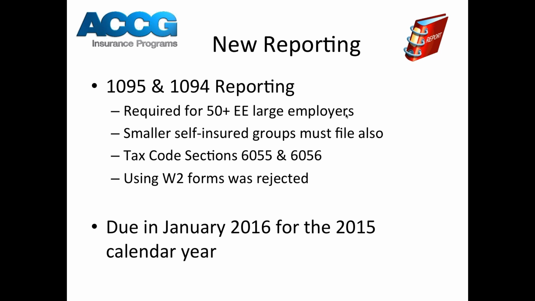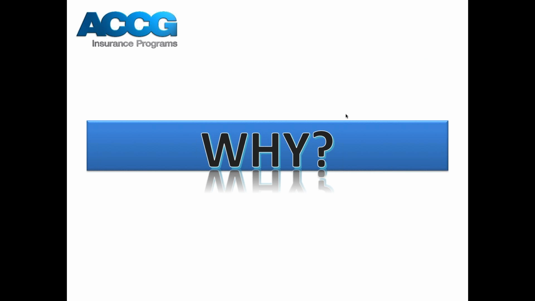If you like to read the tax code, these forms address tax code sections 6055 and 6056, which have to do with your requirement to offer good enough coverage and your requirement to make it affordable coverage. A lot of people wanted to put this information on the Form W-2. The IRS rejected that because the W-2 is half a page and these forms are about 3 pages, and they couldn't figure out how to fit 3 pages onto that other half page. The 1095 is due in January 2016 for calendar year 2015. It does not matter when your plan renews. This is a calendar year report, just like the W-2.